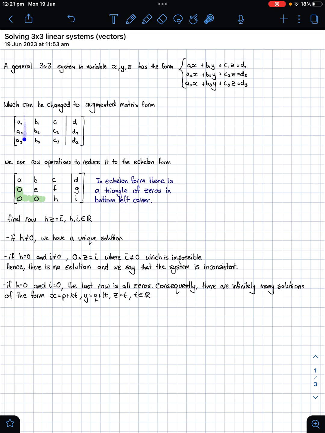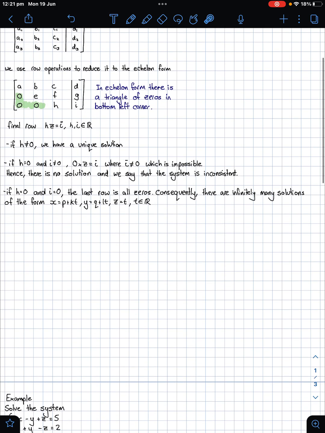This is our x column, this is our y column, this is our z column, and this is our constant column. We can then use operations to reduce it down to echelon form. In echelon form, there is a triangle of zeros in the bottom left corner, so we're looking at this 0 here. Because of this, this is our z column. We've got h times z equals i. So our final row, hz equals i, where h and i are real numbers.